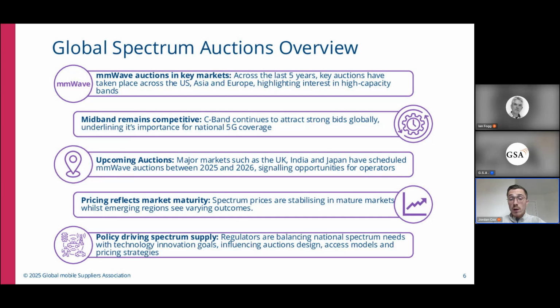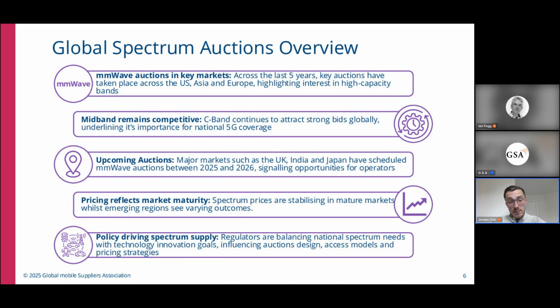And looking ahead, we're seeing a number of major markets preparing for millimeter wave auctions between now and 2026, including the UK, India, and Japan, with these upcoming auctions signalling renewed opportunities for operators to invest in spectrum that supports advanced use cases, particularly fixed wireless access, private networks, and high-density urban coverage.